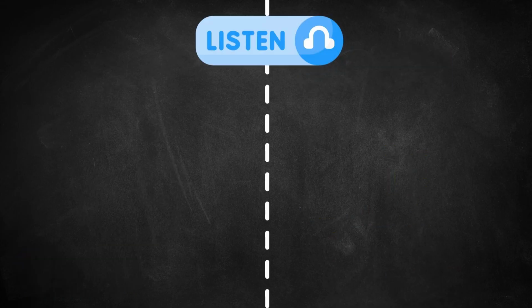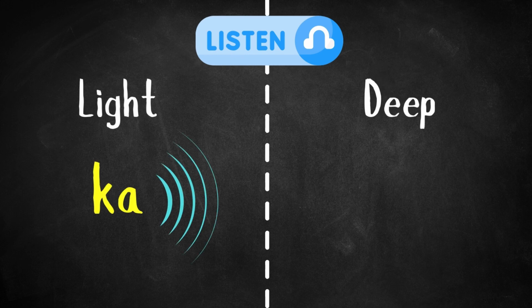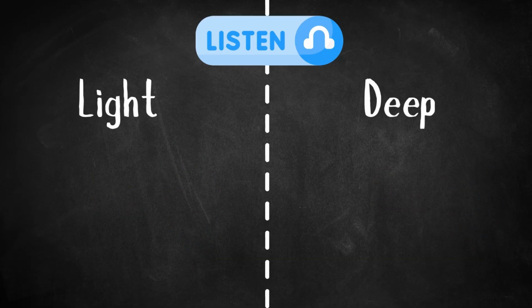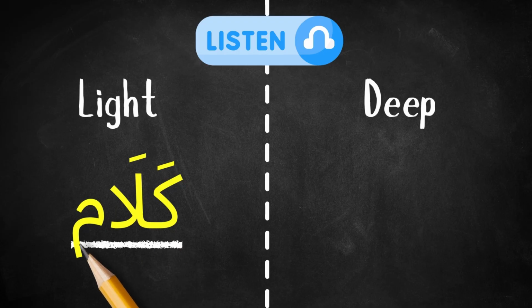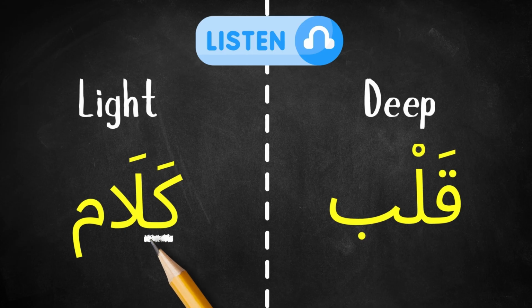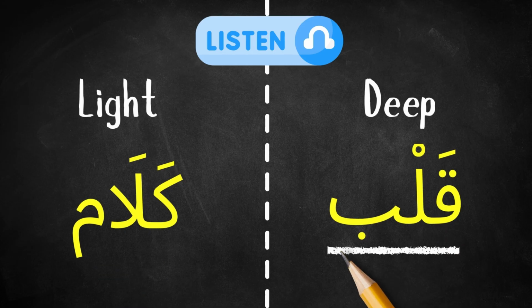Now listen to the difference. One is light and one is deep. Ka, qa, ka, qa. Now repeat after me. Ka, kalam, qa, qalb, ka, kalam, qa, qalb.